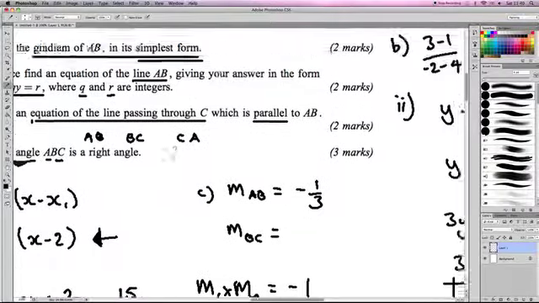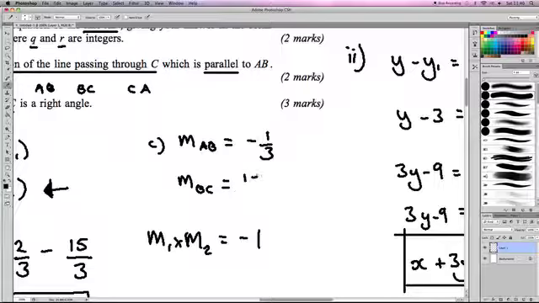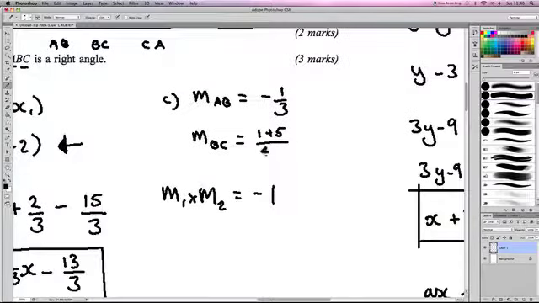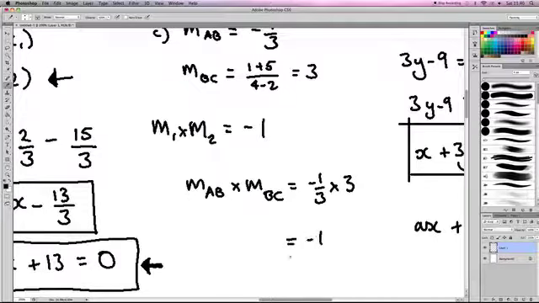So if I quickly do the gradient from B to C, change in y is 1 minus minus 5. So 1 minus minus 5 gives me 1 plus 5. And then I've got 4 minus 2. Top gives me 6, bottom gives me 2, so 3. So now if I do gradient of AB times the gradient of BC, that is equal to minus a third times 3. That does give me minus 1. And that is proof enough.